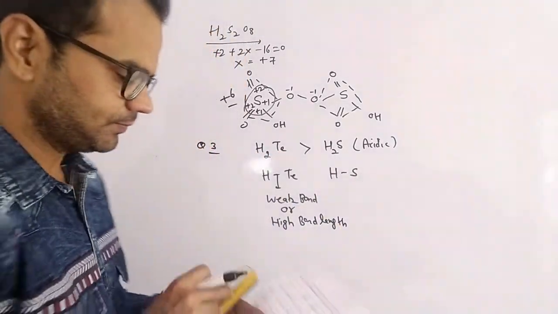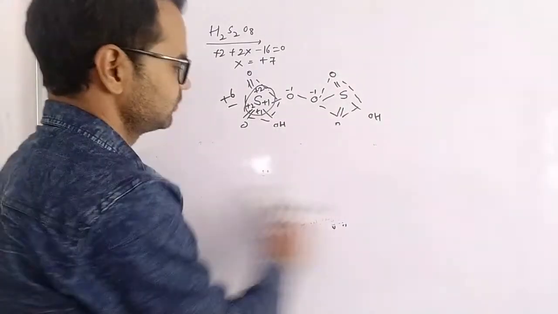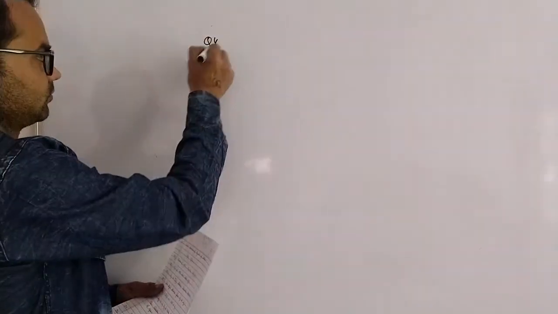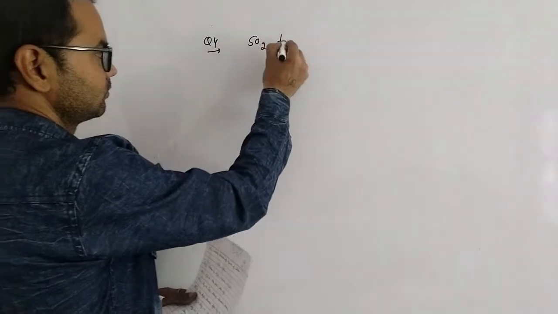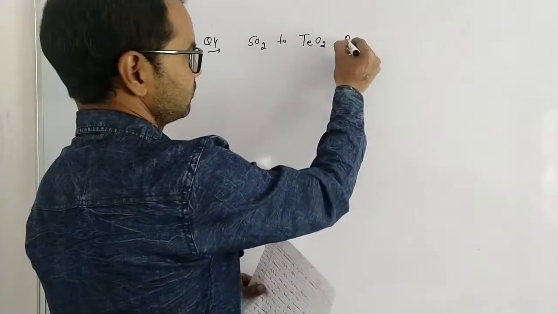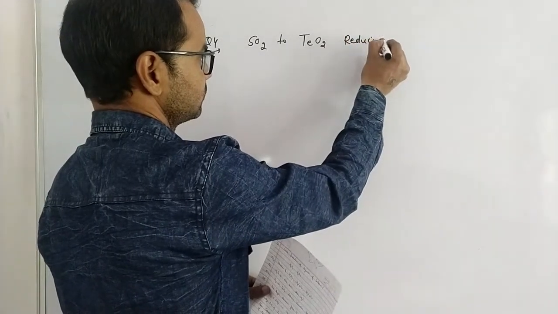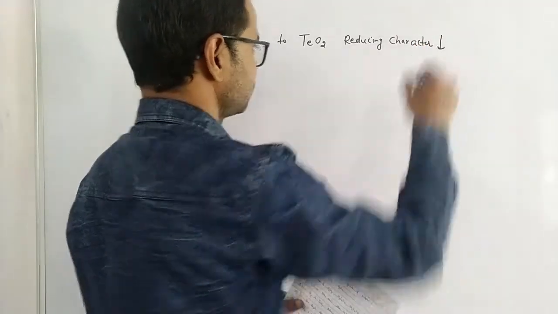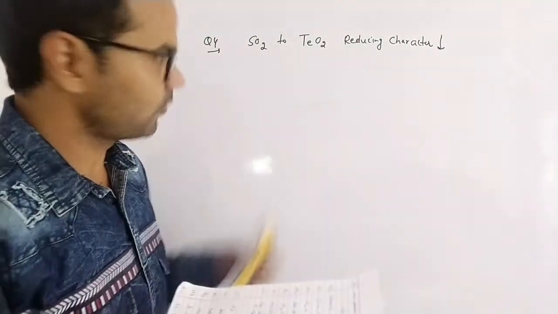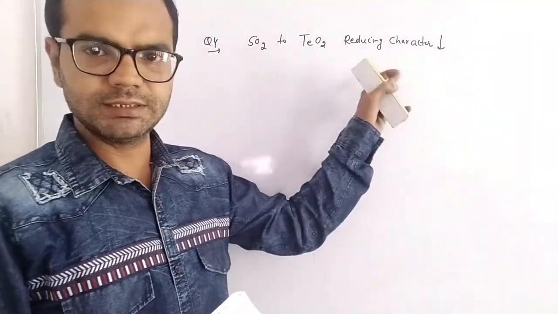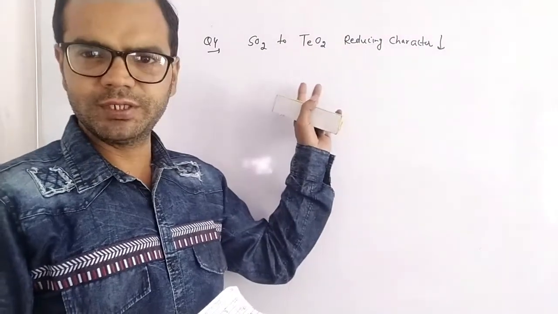Next question is: from SO2 to tellurium dioxide, if we move, reducing nature decreases. Why? The answer is simple, due to inert pair effect.